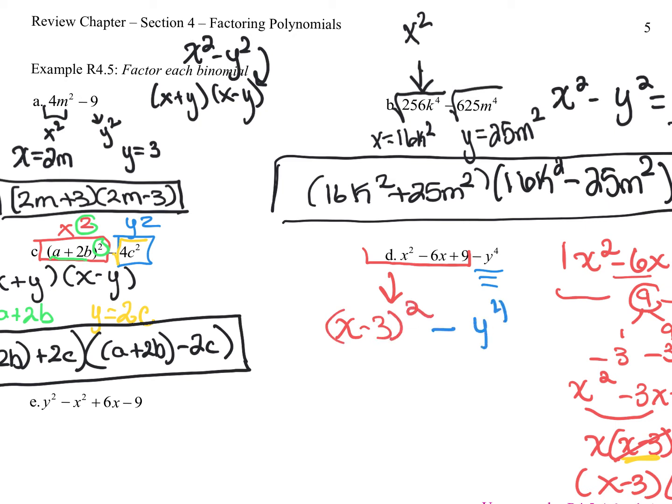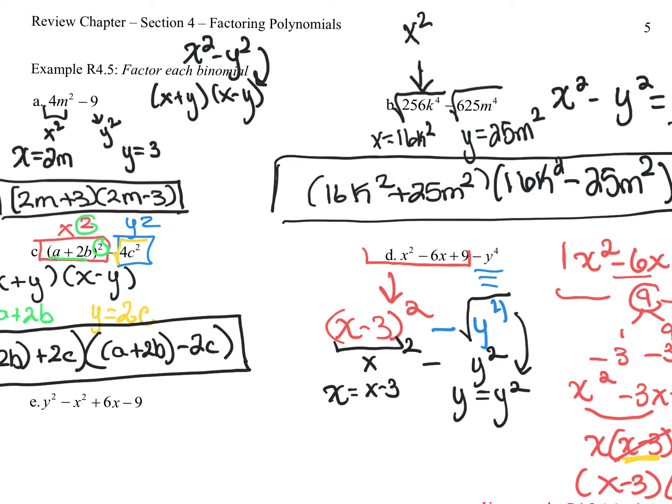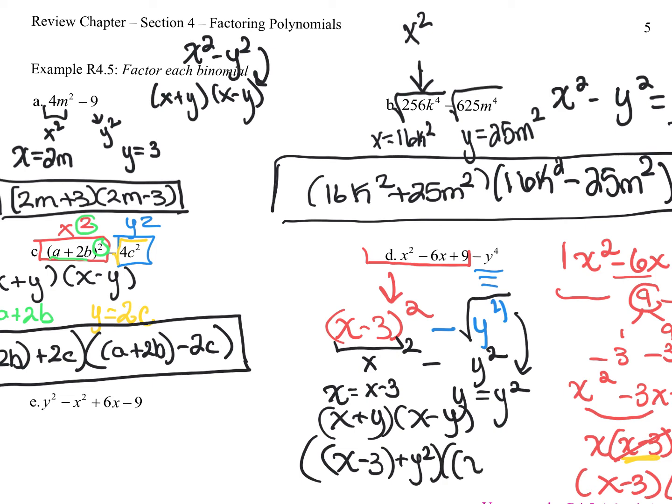minus y to the 4th. This is my x squared minus my y squared. X equals x minus 3. Y equals y squared. And just square root the y to the 4th to get to my y squared. And then we use our factoring pattern, x plus y times x minus y. And I get x minus 3 plus y squared times x minus 3 minus y squared.